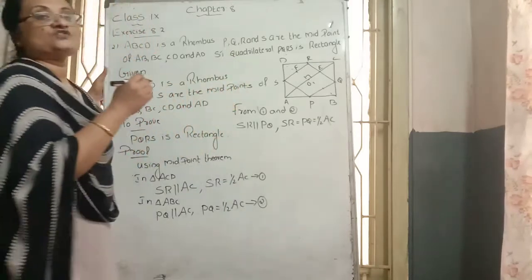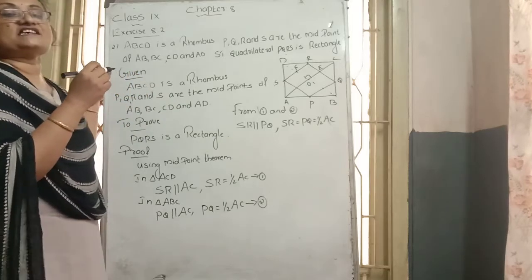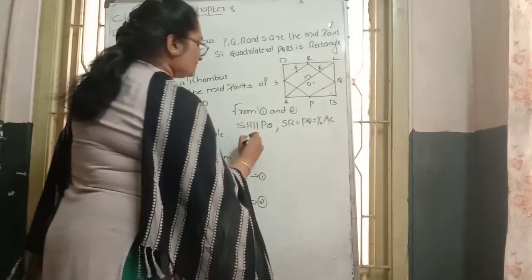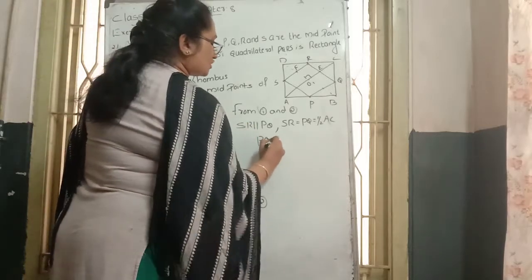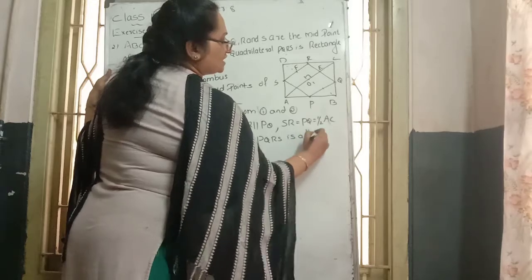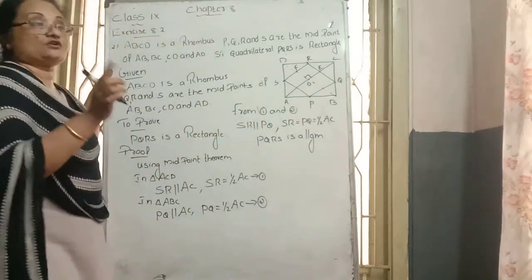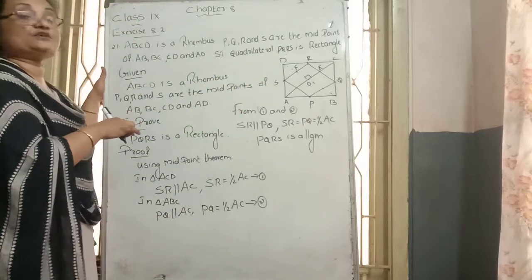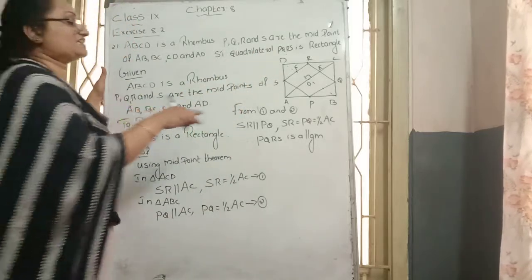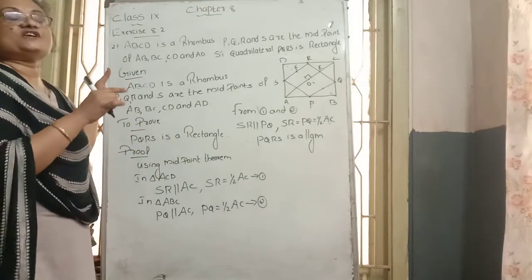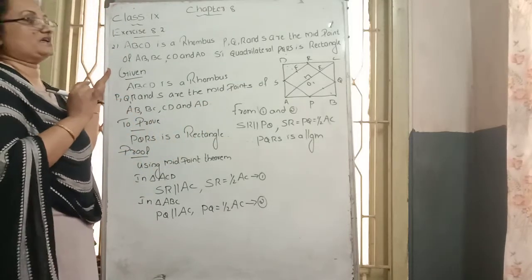In a quadrilateral, when opposite sides are equal, such a diagram we call a parallelogram. Therefore, we can say PQRS is a parallelogram. We proved that the inside diagram is a parallelogram. Actually, we need PQRS to be a rectangle, not a parallelogram. But now we proved that SR and PQ are opposite sides, that's why PQRS is a parallelogram.